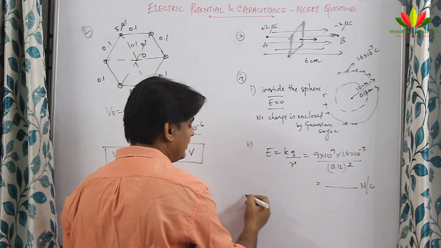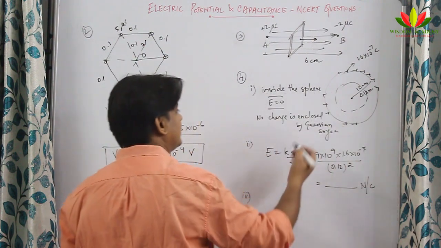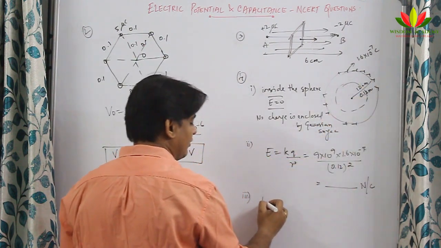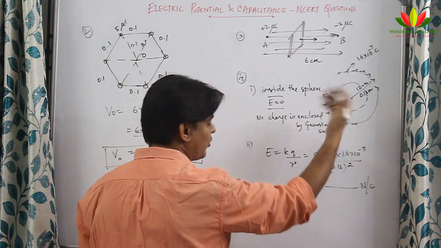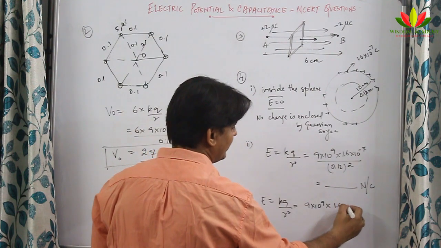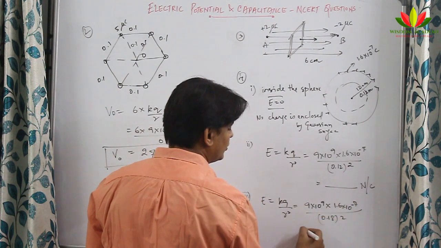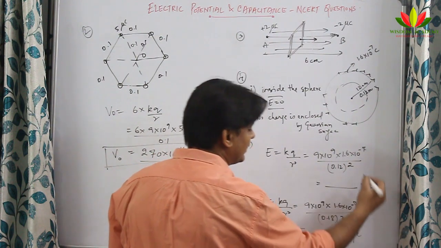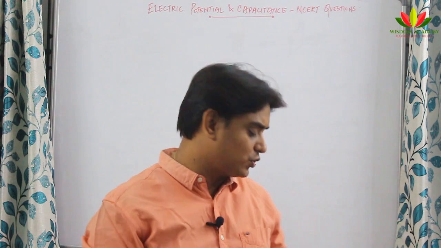And the third thing they have asked is the electric field 18 centimeter away from the center. That will again be KQ by R square, and instead of 0.12 I will use 0.18. So 9 to the power 9 into 1.6 into 10 to the power minus 7 divided by 0.18 square. When you solve, that much Newton per coulomb will be the electric field 18 centimeter away from the center of the sphere. Let us see the next question.